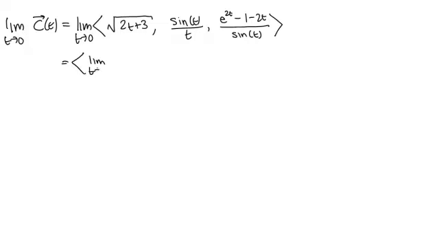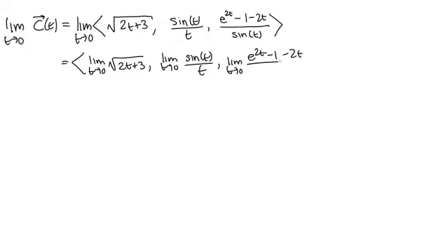So we'll take the limit as t tends to 0 of the square root of 2t plus 3. We'll take the limit as t tends to 0 of sine of t over t. And we'll take the limit as t tends to 0 of e to the 2t minus 1 minus 2t over the sine of t. We'll have three separate limits to work on, so let's handle them one at a time.